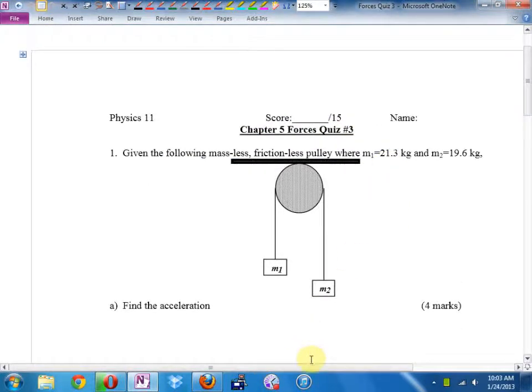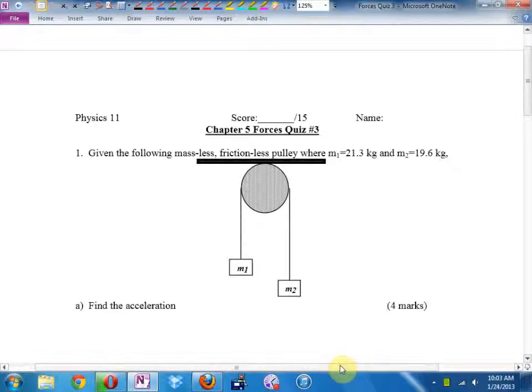So, answers to forces quiz number 3. On your test, you can expect an Atwood machine, and in fact, later on today or next class, I'm not sure, I'm going to be giving you a practice Atwood machine with some nasties as well. The whole goal is you find the homework and the quizzes tough. You hopefully find the tests easier than the homework and the quizzes. If I'm doing my job right, that's how it works.